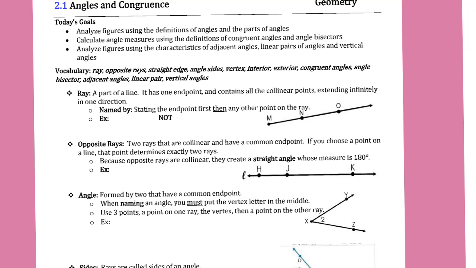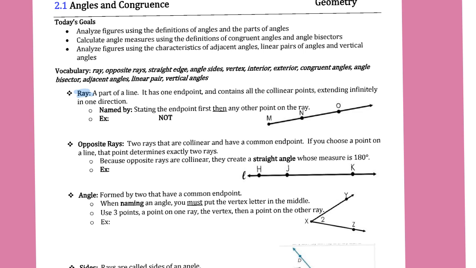All right, so today we're learning about angles and congruence. And so I think the first thing is, in the vocab piece to talk about, hey, what's a ray? A ray is a part of a line. It has an end point or starting point. I like to call it a starting point, but it's called an end point, where the ray begins.